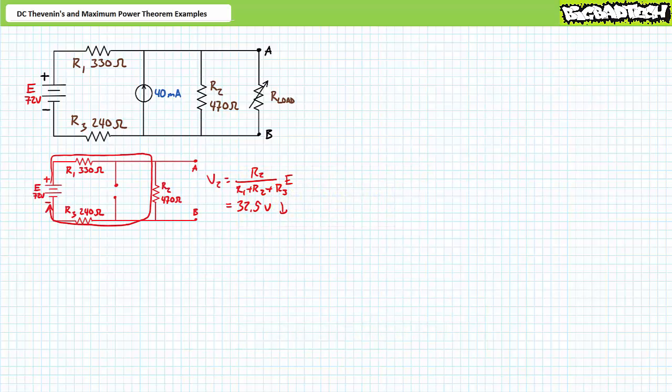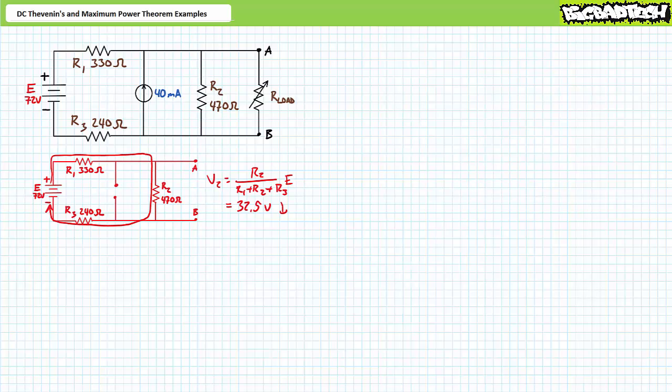Let's first solve for ETH, Thevenin's equivalent voltage. This will take 2 steps because we've got 2 sources. First, let's solve from the perspective of the voltage source by removing the current source, replacing it with an open circuit. To solve for ETH, one must remove the load resistor from the nodes of interest.